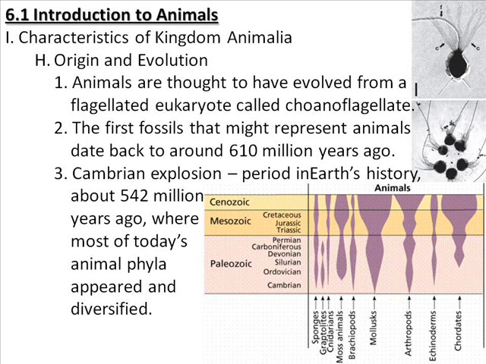Now, as for the timing of when animals originated on Earth, the fossil record suggests that animals may have originated on Earth about 610 million years ago. About 542 million years ago, there was a very interesting occurrence on planet Earth. Many scientists call this the Cambrian explosion. The Cambrian is a time period in Earth's history that goes back to about 500 or 600 million years ago.